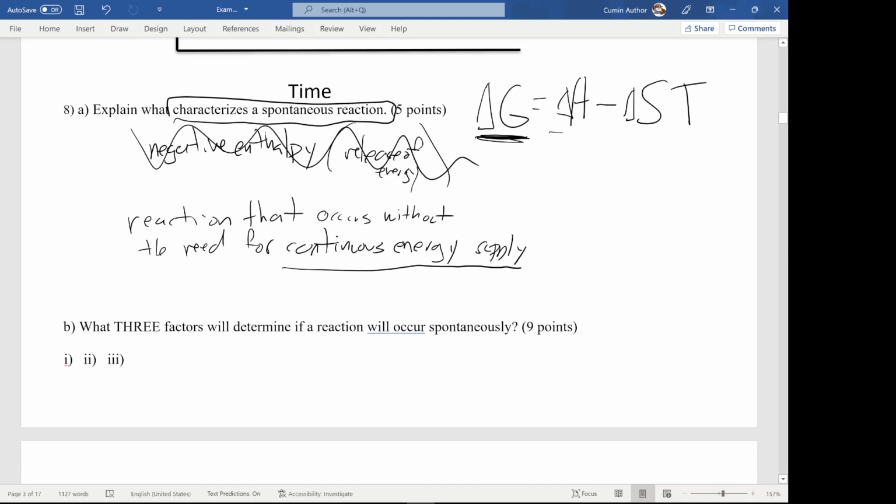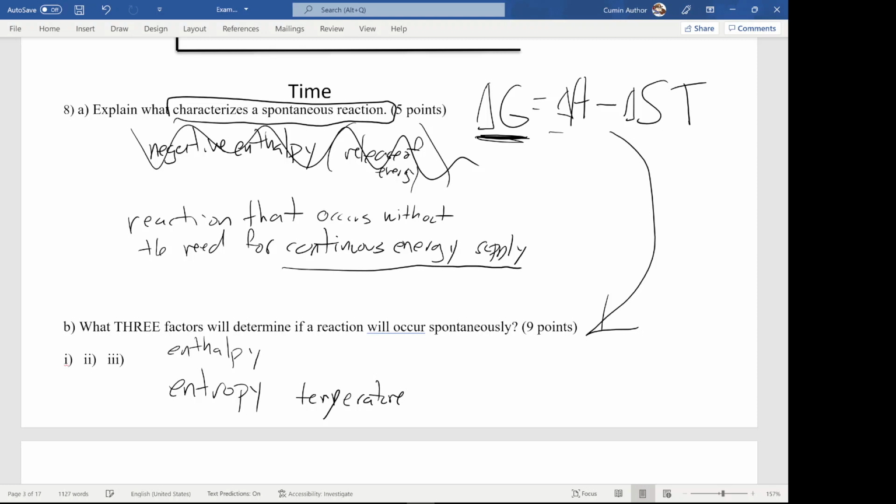So yeah, I was jumping ahead here. And what I was starting to do was to answer this: what three factors are determining if a reaction will occur spontaneously? And those three factors are the enthalpy, the heat, the entropy, and the temperature. And sorry for that little delay there.